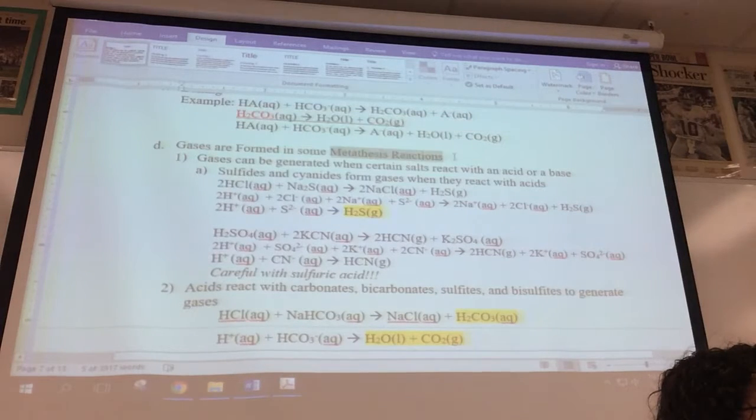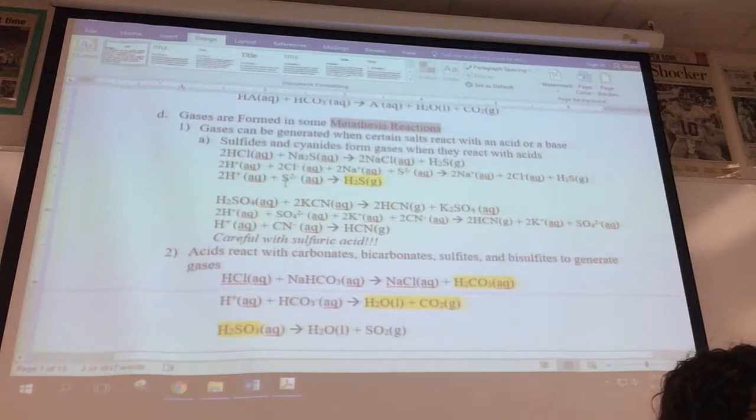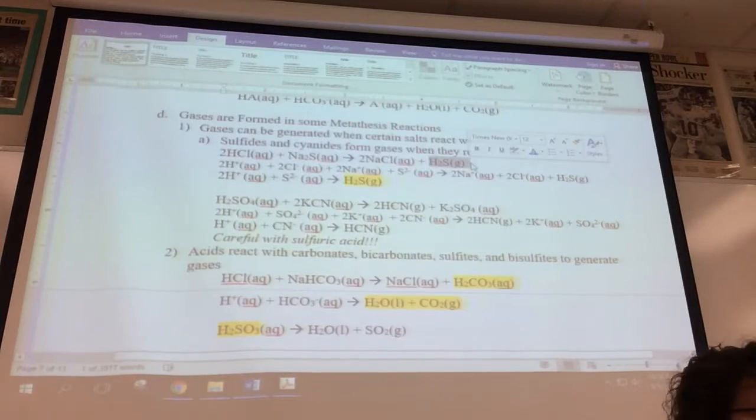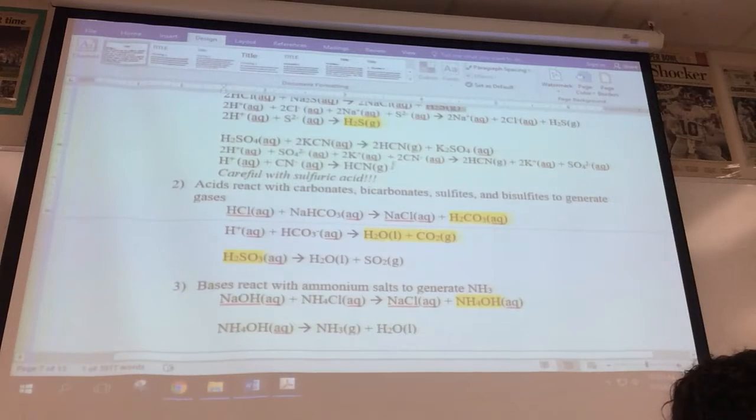Some gases are formed in these double replacement or metathesis type of reactions, and that's what I want to point out to you, because it looks like a precipitation reaction, but instead you generate a gas. So for example, if you have hydrochloric acid and sodium sulfide, again, you would recognize the sodium ion is going to cancel. Chloride ion cancels. This is aqueous, and you generate a gas. So instead of a precipitate, you generate a gas. You would recognize it in the sense that when you generate a gas, you will see bubbling. Similarly, you can generate hydrogen cyanide gas that can be very deadly. That's another gas you can generate.